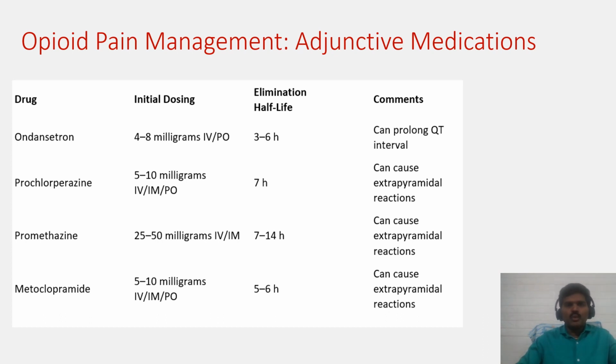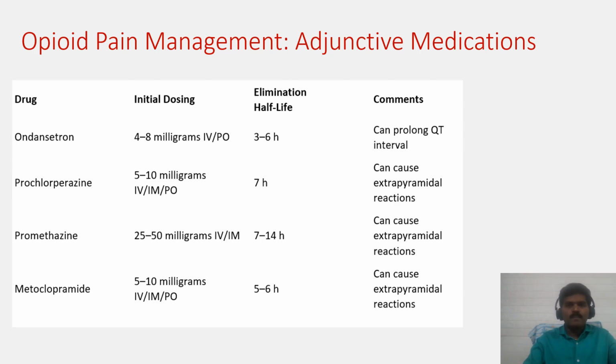When it comes to opioid pain management, adjunctive medications to reduce the side effects like vomiting and nausea can be used: ondansetron 4 to 8 milligrams IV or per oral; prochlorperazine 5 to 10 milligrams IV, IM or per oral; promethazine 25 to 50 milligrams IV or IM; metoclopramide 5 to 10 milligrams IV, IM or per oral can be used to reduce the side effects.